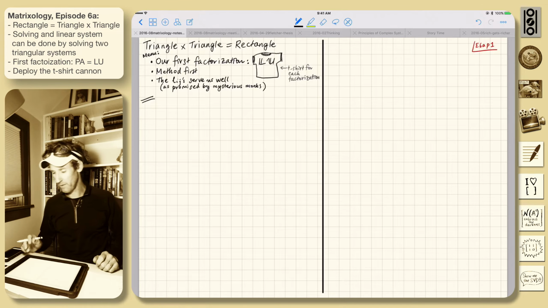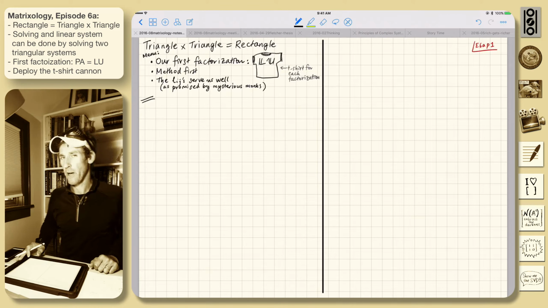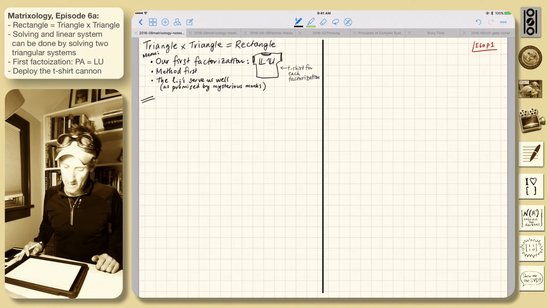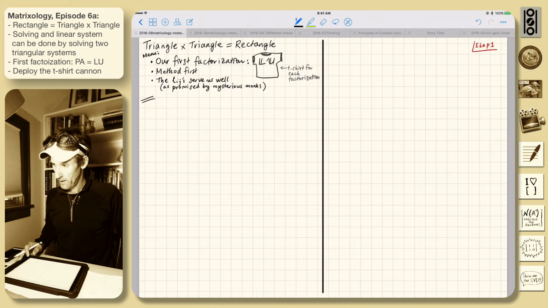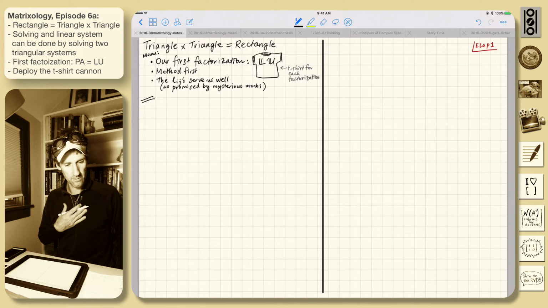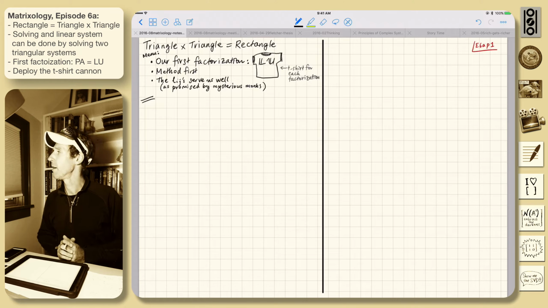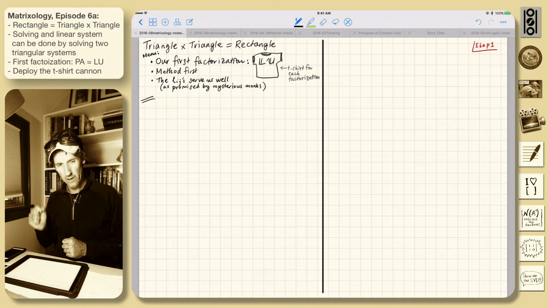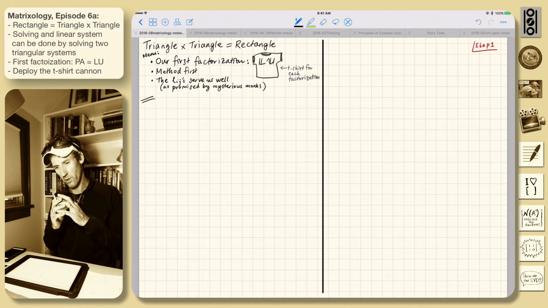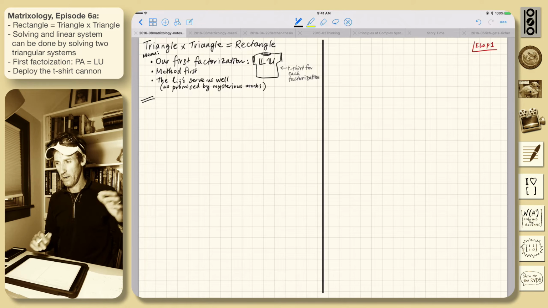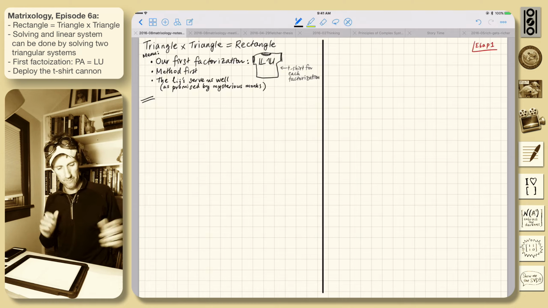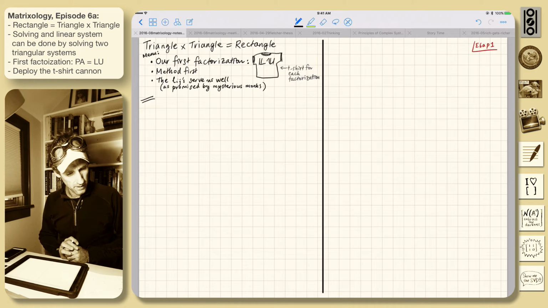Very excitingly, many things come together to give us our first factorization of a matrix. A can be broken into two triangles. Maybe some row swaps are involved as well, but basically A is interpretable as a triangle times a triangle. In this piece we're going to go through the process of how this works, and in the following piece we'll explain why.